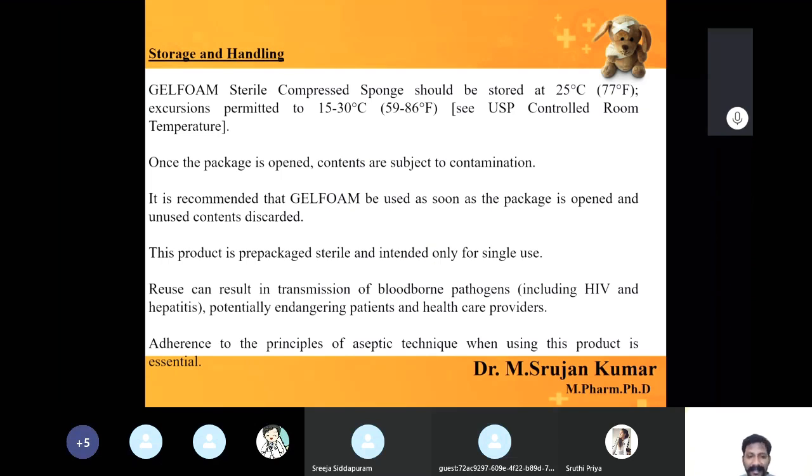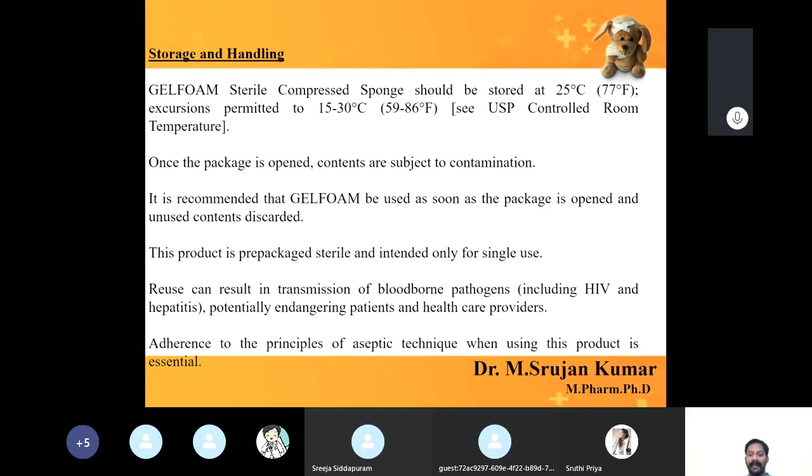This product is pre-packed, sterile, and intended only for single use. Single use means only one use; you need to use it and you need to throw it away. It is important. Reuse can result in transmission of blood-borne pathogens. So when you reuse this gel foam device, it can result in transmission of blood-borne pathogens, including HIV and hepatitis, potentially endangering patients and healthcare providers.